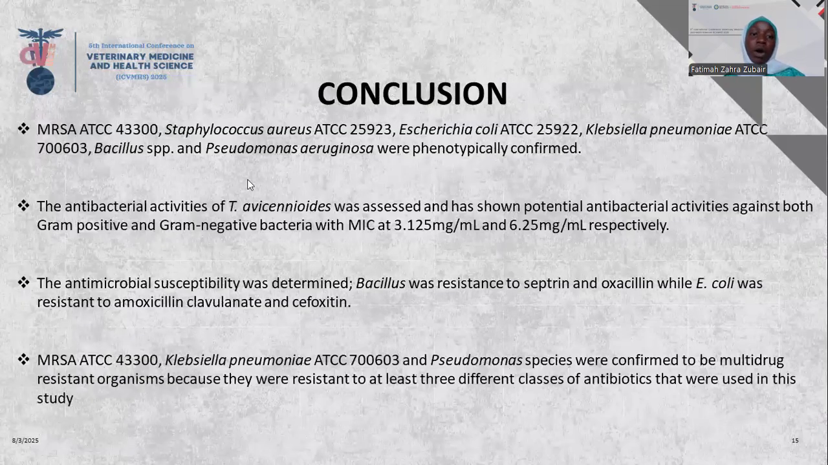In conclusion, all the bacterial isolates were phenotypically confirmed, and the minimal inhibition concentration for gram-positive bacteria was 3.125 milligram per ml. Gram-negative bacteria was 6.25 milligram per ml. Also, methicillin-resistant Staphylococcus aureus, Klebsiella pneumoniae, and Pseudomonas species were confirmed to be multi-drug resistant organisms.